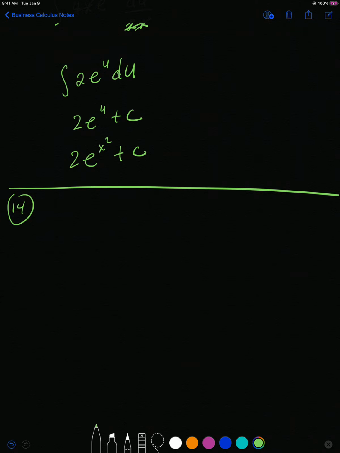Number 14 is the antiderivative of 3 times (9x squared plus 12x minus 2) e raised to the 3x cubed plus 6x squared minus 2x plus 5 dx. Sometimes it can be hard to figure out what's the inside and what's the outside function, but normally you go to the one that's the higher power, unless you have an ln. Generally speaking, when you have an ln in a function, you take the ln as your inside function.